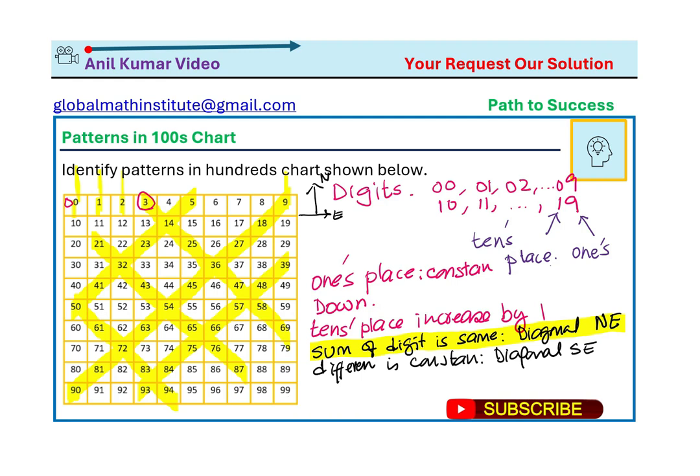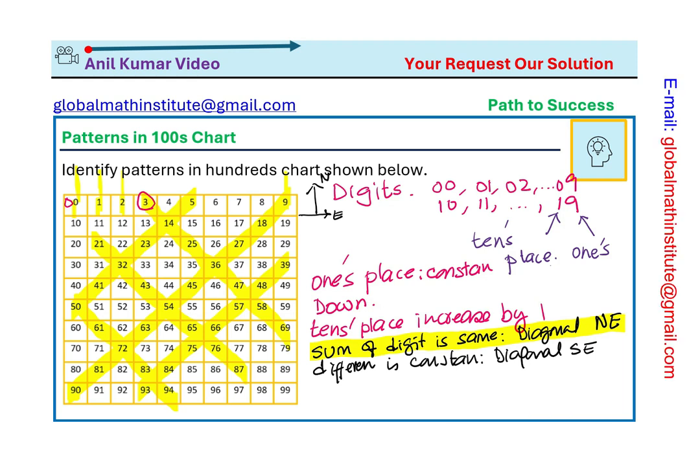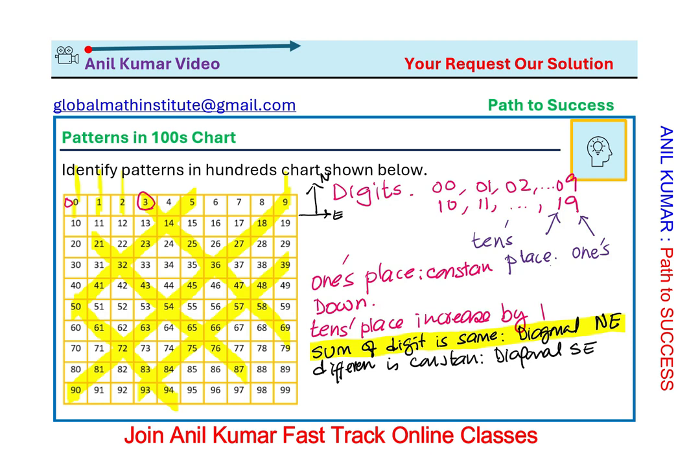That brings us to another major difference between our hundreds chart and the standard hundreds chart, which begins with 1 and goes to 100. The idea of this video is also to identify the similarities and the differences between the present hundreds chart beginning with 0 and the one which you normally see beginning with 1. That brings us to the end of this video.